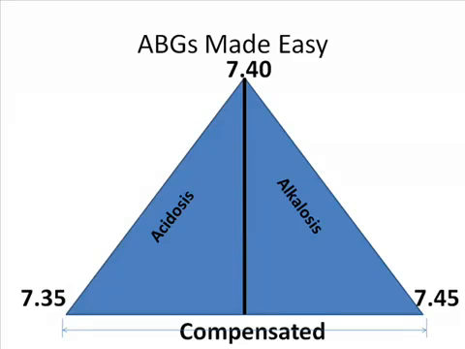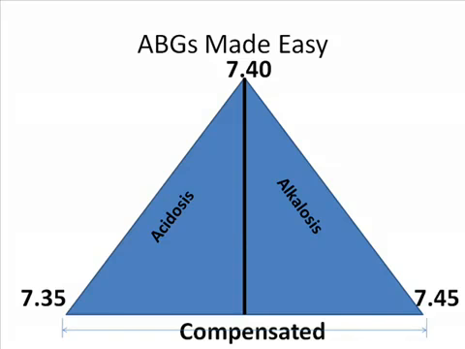Step two, look at the pH to get both a first name and a last name for your ABGs. Your first name, remember, will be either compensated or uncompensated, and then your last name, acidosis or alkalosis. So if you take a look here at this little triangle, you have on the left hand side 7.35. Anything less than that is uncompensated acidosis. Anything greater than 7.45 on your pH is uncompensated alkalosis.